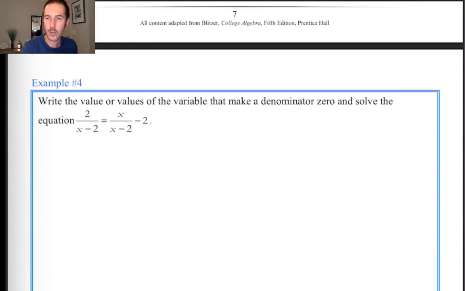What some teachers will do is they'll tell you that the very first thing that you should do is write down a note about what x values you must avoid. And in this case, what's the one x value that I have to avoid? It's an x value of 2, because 2 minus 2 in the denominator would cause division by 0, and we said that's not going to fly.